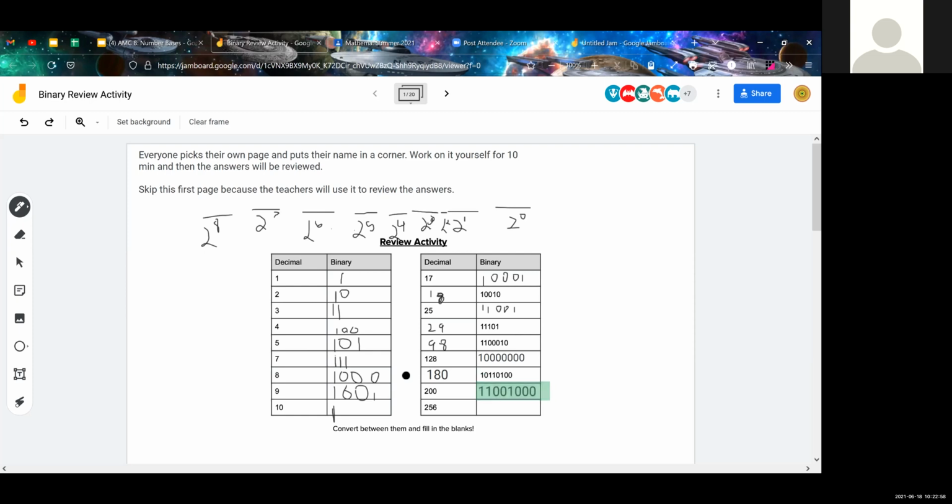All right, 256, this one's pretty trivial. 256 is just 2 to the 8th, so it should be 1 followed by zeros. I think that's the right number of zeros. Yeah, make sure you get the right number of zeros. That can be a little tricky. All right, so these answers are correct, I believe.